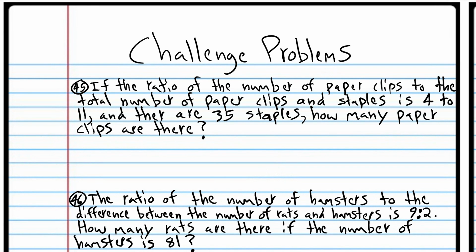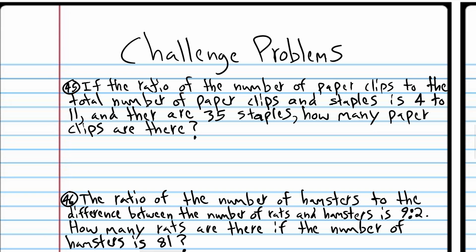If the ratio of the number of paper clips to the total number of paper clips and staples is 4 to 11, and there are 35 staples, how many paper clips are there? So these are challenge problems. They're not really that difficult, but they're more complicated than the problems we did previously. So let's read that again. If the ratio of the number of paper clips to the total number of paper clips and staples is 4 to 11, and there are 35 staples, how many paper clips are there?